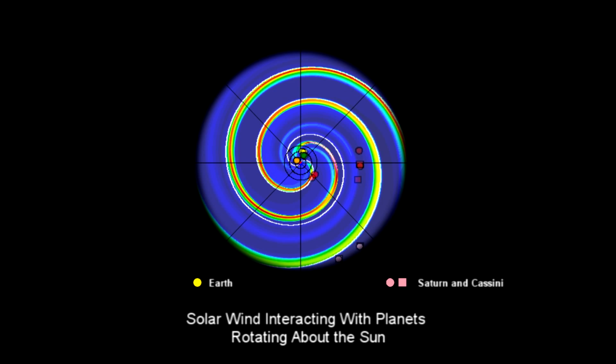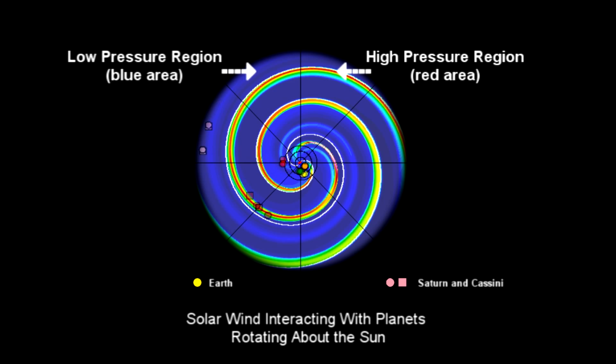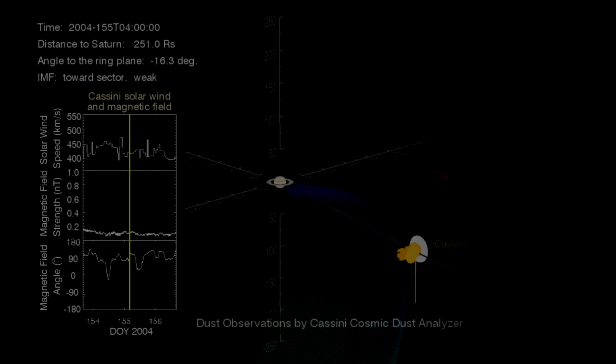As this structure propagates radially outward from the Sun, it interacts with the Earth, Saturn, and all the planets of the solar system. High-speed solar wind runs into slower wind in front of it, forming regions of alternating high pressure, colored red, and low pressure, colored blue. The direction of the magnetic field reverses sign near the high pressure regions.